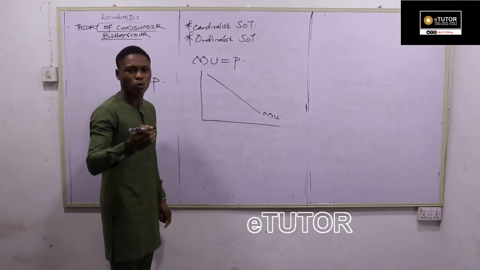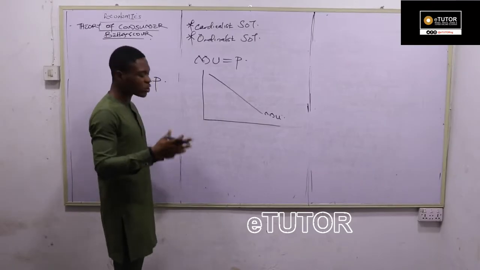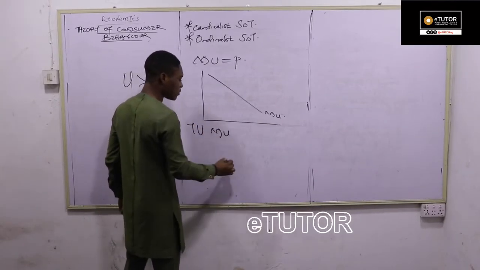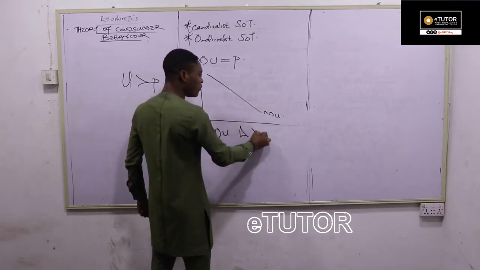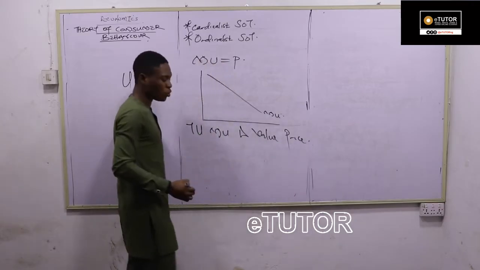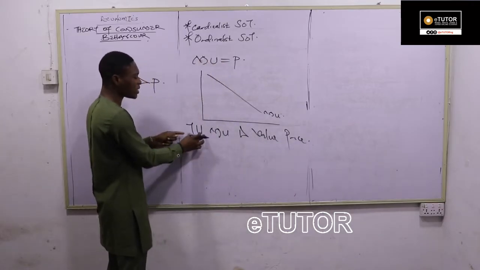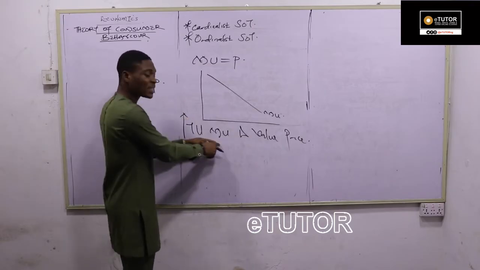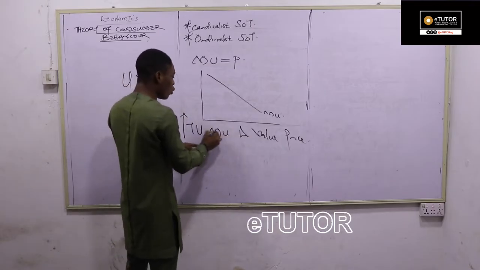Why is this downward sloping? We are going to talk about the relationship between the total utility, the marginal utility, the demand curve, the value of goods and services, and the price. And how does it go? Whenever the total utility of a consumer is increasing, the marginal utility of that consumer will fall.